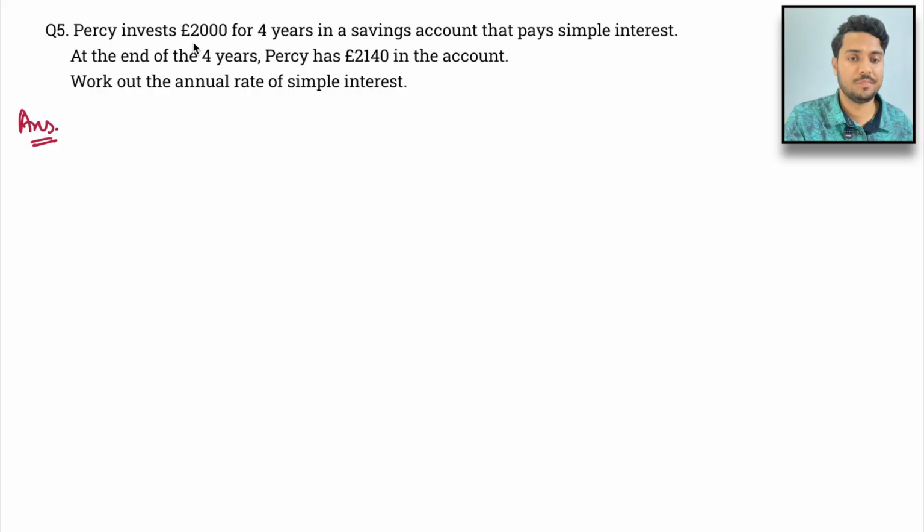Prissy invests £2,000 for 4 years in a savings account that pays simple interest. At the end of 4 years, Prissy has this much in her account. Work out the annual rate of simple interest.